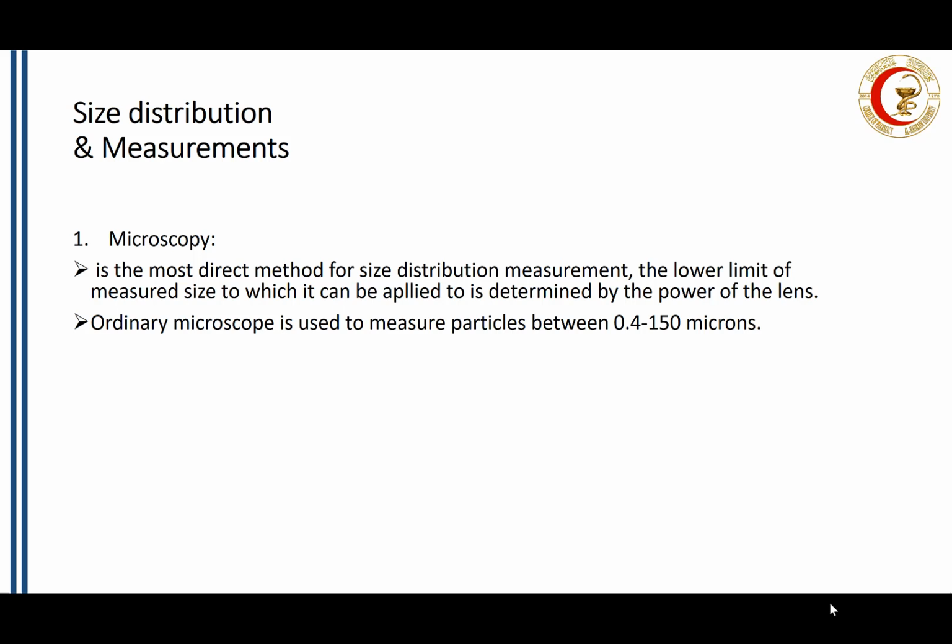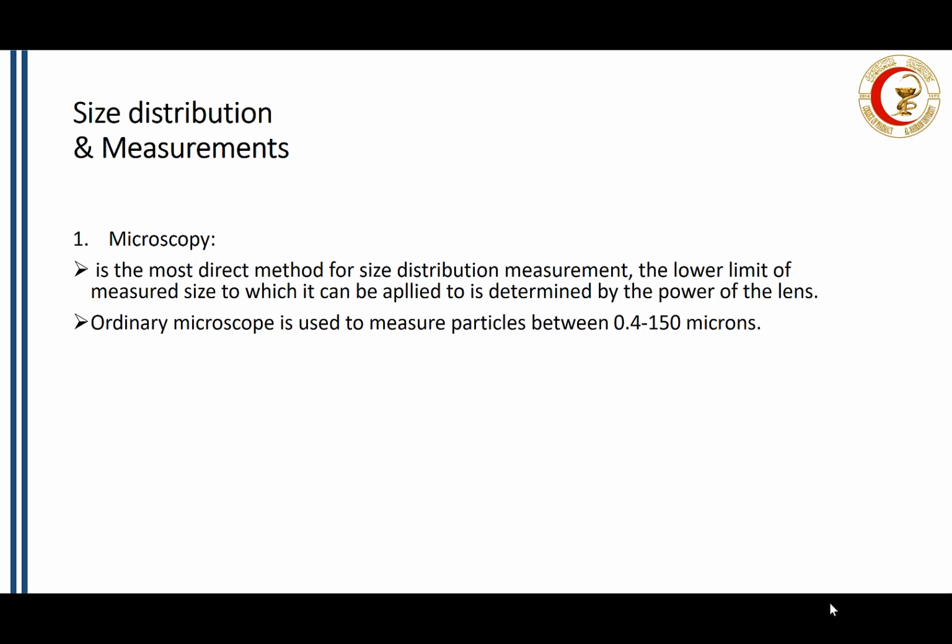Especially if we are using an ordinary microscope, this is a skilled and time-consuming procedure, as the operator needs to measure the different particles in the field and calculate the size distribution. For example, for this range, if we have many particles at 70 microns, we will have a distribution with its peak at 70 microns to tell us that most of the particles are in this size, and others are larger at 150 microns and smaller ones at 0.4 microns.